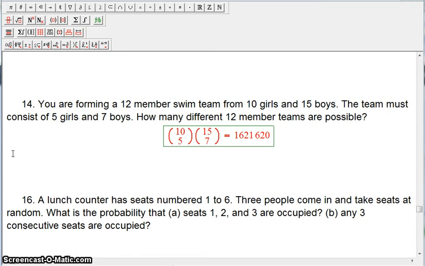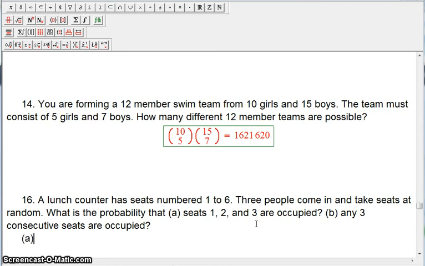So, a lunch counter has seats numbered 1 through 6. Why they number the seats, I'm not sure. 3 people come in and take seats at random. What's the probability that seats 1, 2, and 3 are occupied? Okay. Well, it's basically just like taking cards numbered 1 through 6 and taking them out without replacement. And the order doesn't matter. And what's the probability that we get cards numbered 1, 2, and 3?